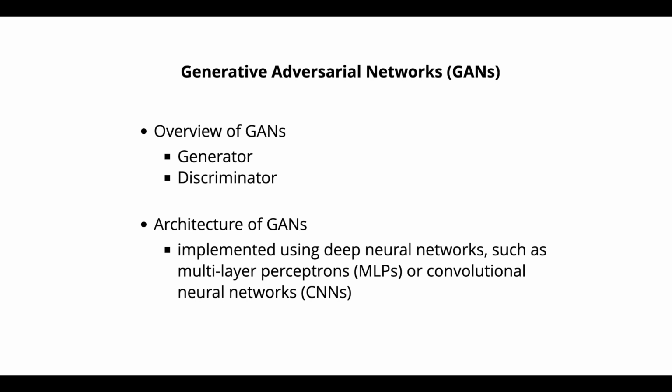The architecture of GANs has the generator, which we already know, that takes random noise as input and generates synthetic data samples. The next one is the discriminator, which takes real or fake data samples as input and predicts whether they are real or fake. The generator and discriminator are typically implemented using deep neural networks such as multi-layer perceptrons (MLPs) or convolutional neural networks (CNNs).